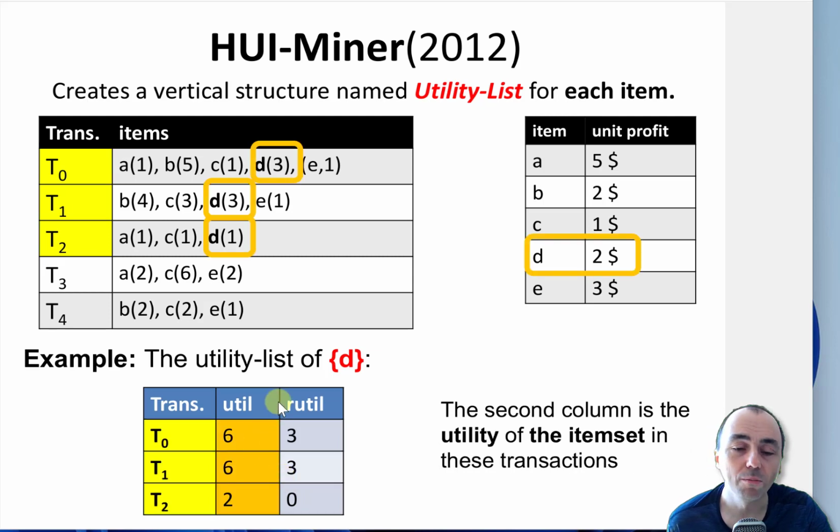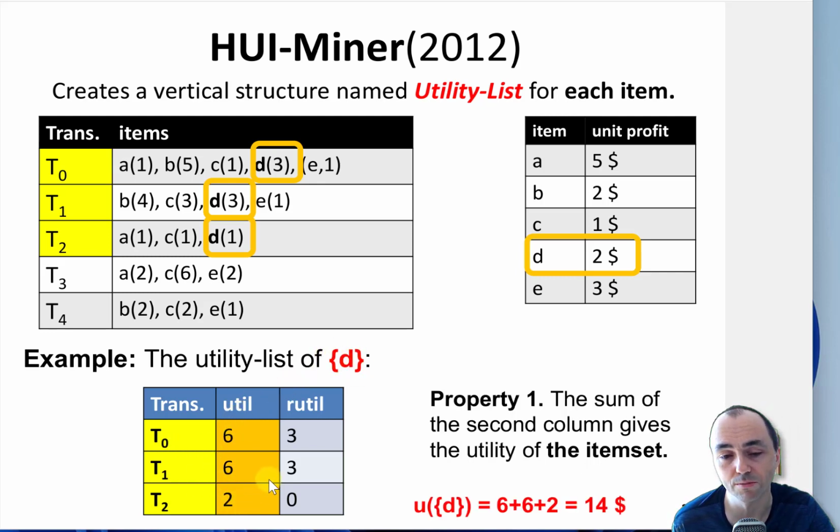The second column will be the utility of D in this transaction. So here we have D in T0, 3 bags of dates, and each bag is $2. So 3 multiplied by 2 means 6. Here we have 3 again, multiplied by 2 means 6. And in T2 we have 1 for D, multiplied by 2 means 2. So this is the utility, the second column. It will tell you the money about D in these transactions.